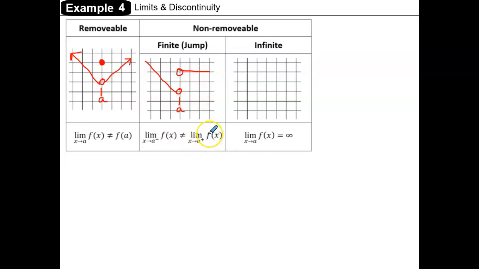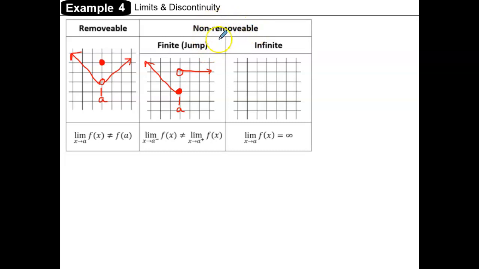Now, it says nothing about whether f of a has to be defined or not. I just have to have a function with limits that don't converge in the same spot. So this would be a perfectly fine example. I could also fill in one of these endpoints. That would be fine. It would still be considered a finite or jump discontinuity.